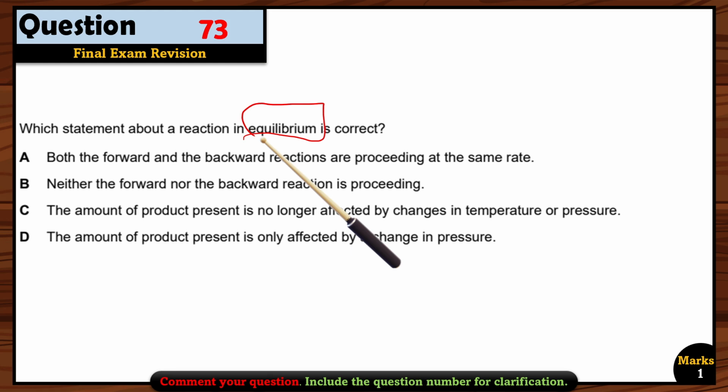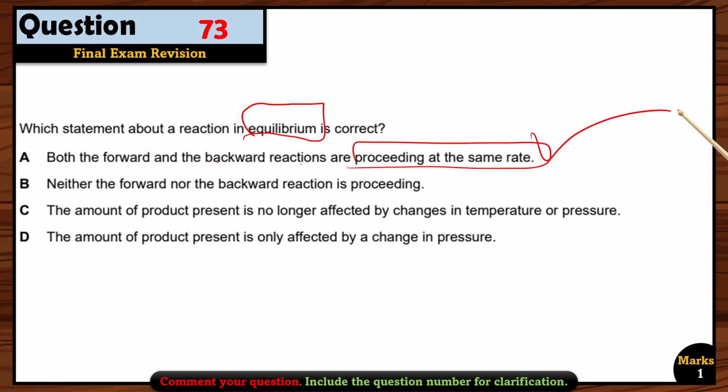So now we can see this option. Which statement about a reaction in equilibrium is correct? Both the forward and backward reaction are proceeding at the same rate. Yes, this option is right. The rate of forward and backward reaction is equal, so it is at the same rate, so that's why this option is right. Why not option B? The forward, not the backward reaction is proceeding. It's wrong. The reaction never stops in equilibrium. It will be a continuous process. So this option is wrong.